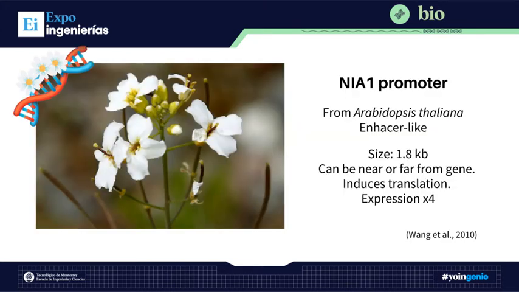An enhancer-like promoter for the NIA gene was found in Arabidopsis thaliana. It is called the NIA1 promoter and its approximate size is 1.8 kilobases. This promoter might be right next to the NIA gene or even several bases away from it. Since it induces translation, when added to the recombinant vector, overexpression up to 4-fold might be achieved.